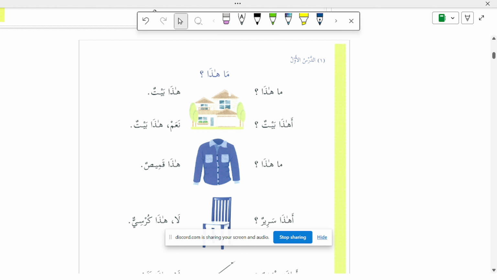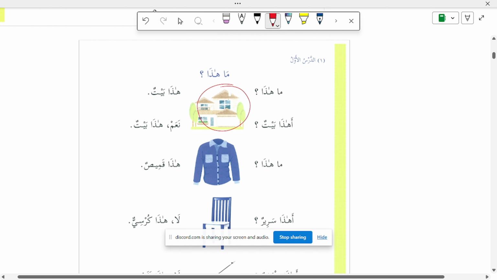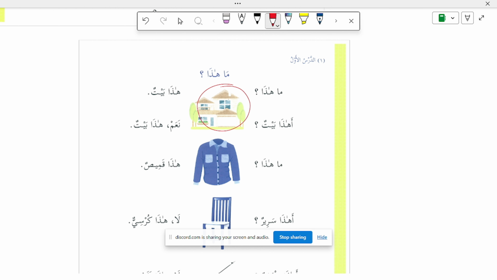Ma haza. First we discussed haza kitabun, haza baytun. If I want to ask a question about this picture, in English we say, what is this? So the Arabic of this sentence is ma haza. Ma means what, haza means this. What is this? Ma haza. And the answer is haza baytun. This is a house.